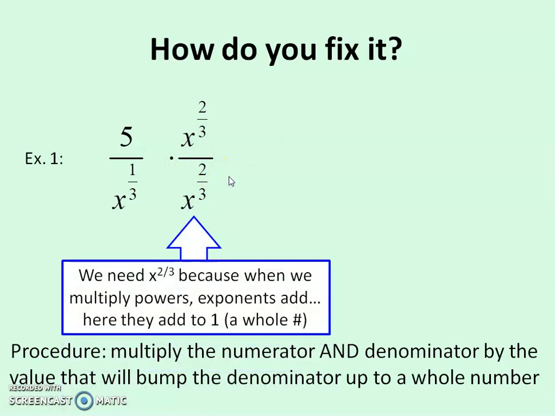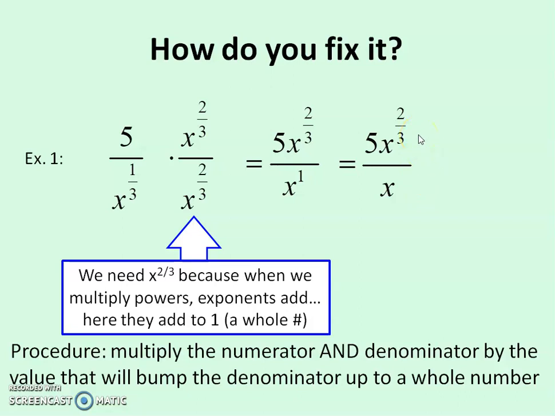And on top, my numerator, when I multiply 5 times x to the 2 over 3, I'm just left with 5 times x to the power 2 over 3. And at the bottom, when I add these up, I get 3 over 3, which is 1. And remember that when you have an exponent 1, you don't actually write it. So this is my final answer.